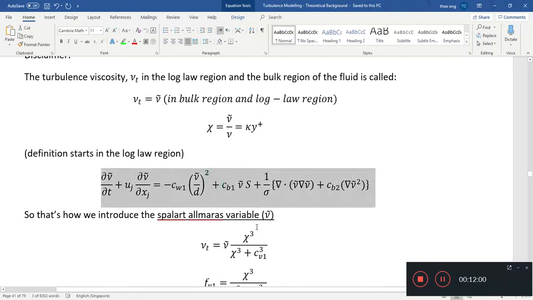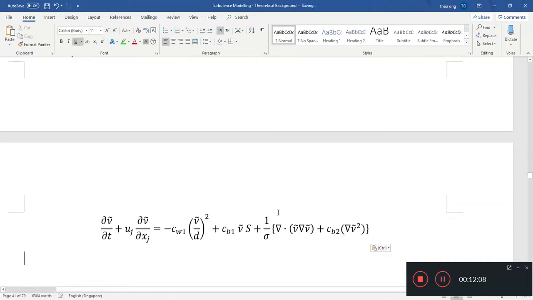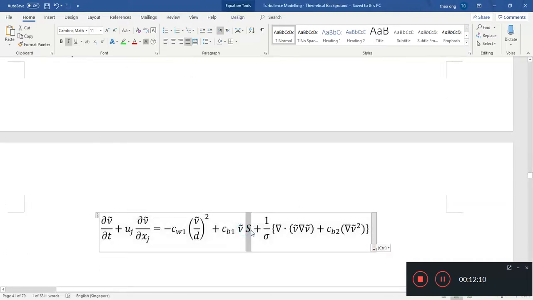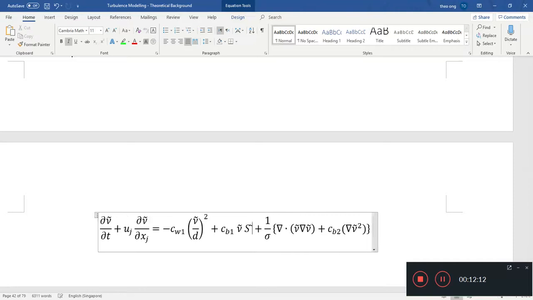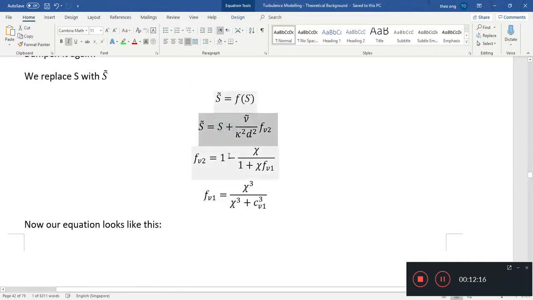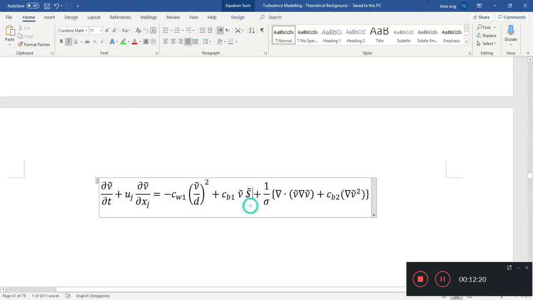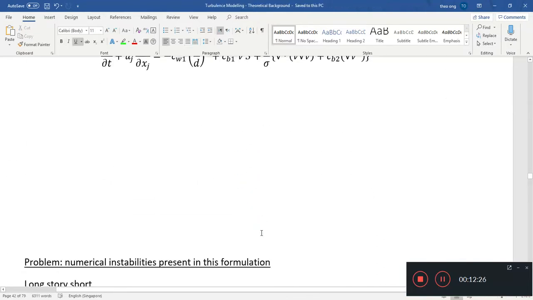So now our equation looks like this. There will be an S tilde here. We replace S by S tilde, and this is to make sure it gets the correct behavior inside the wall. So the wall functions are all hidden in the turbulence viscosity term, and then in this production term as well.